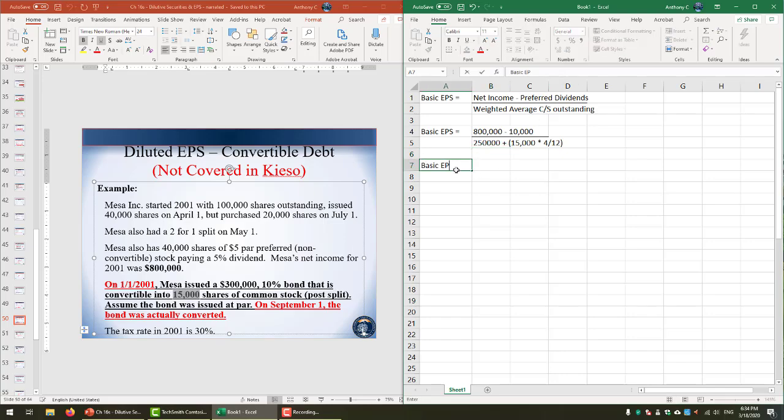So if we recalculate basic EPS, we have 790 in the numerator, and we have 255,000 shares in the denominator. If we calculate this out, you will get to, typo here, of 3.09804.